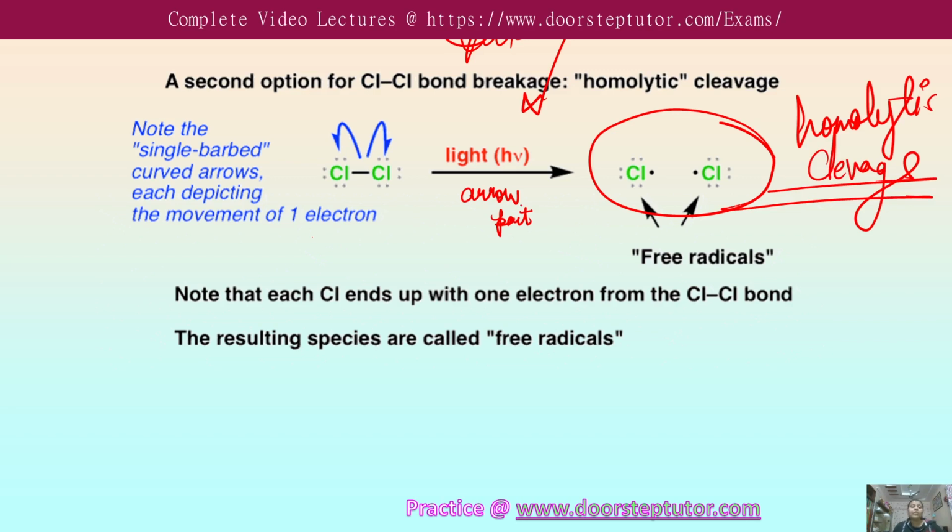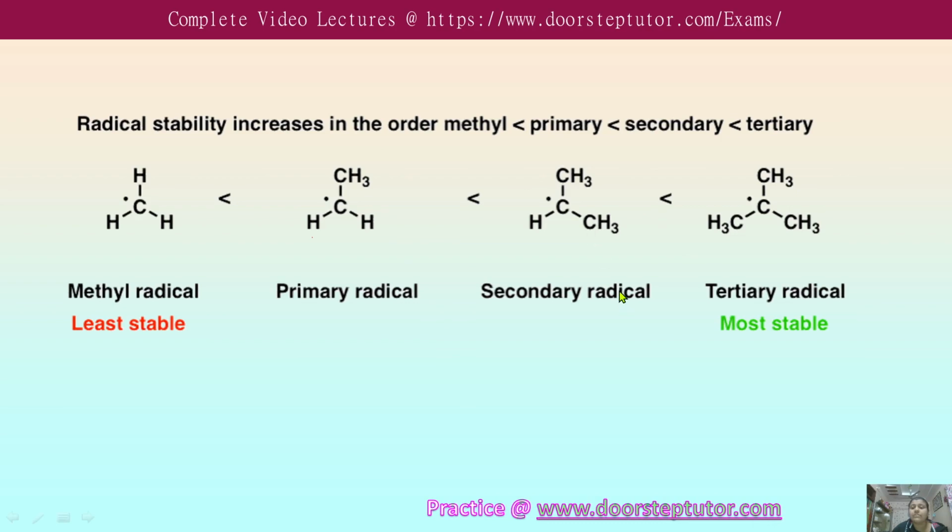Now what you have to note is that each Cl ends up with one electron from the Cl–Cl bond, and the resulting species are free radicals, because things proceed by homolytic cleavage, because the electrons are distributed equally on both the atoms.